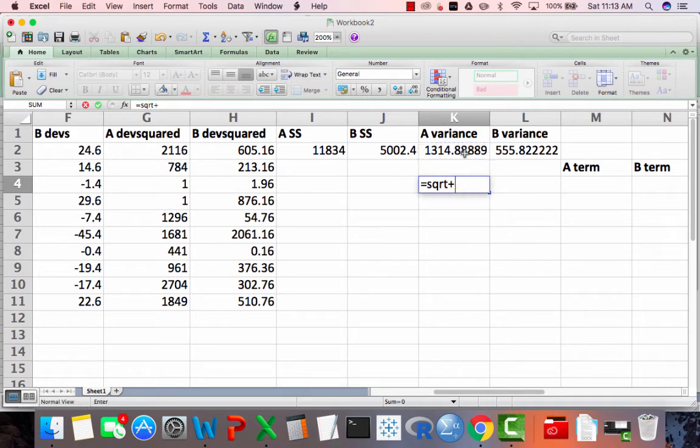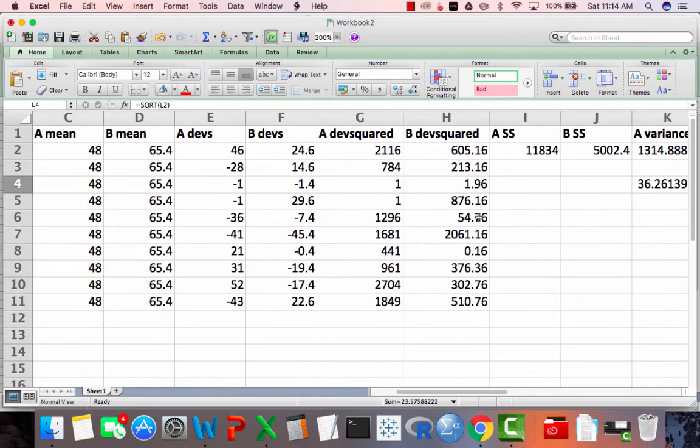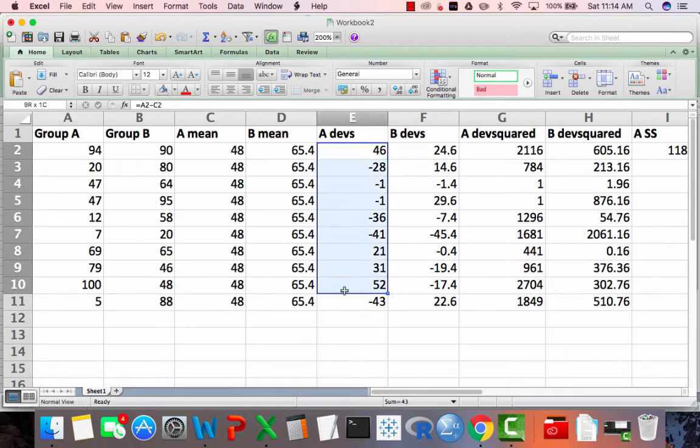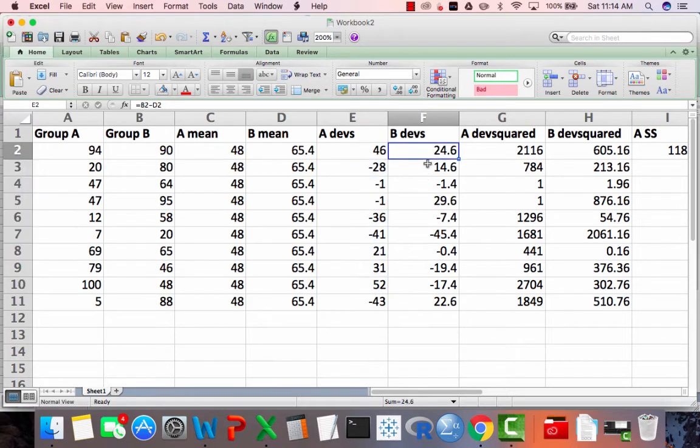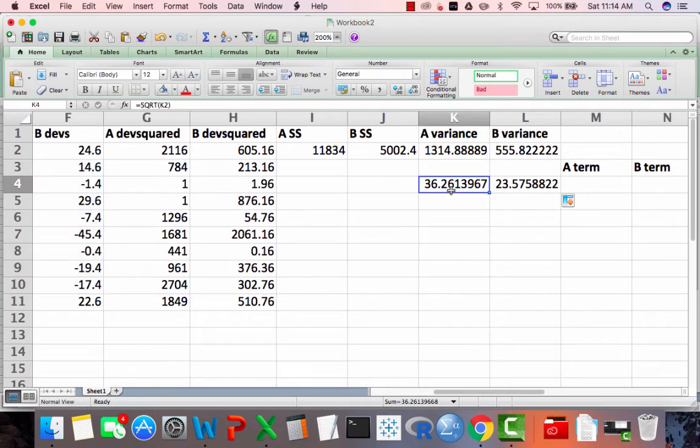The standard deviation is simply the square root of the variance. Excuse me, didn't do that right. Square root of the variance. So we can say the standard deviation for group A is 36.26, and the standard deviation for group B is 23.57. So for now, I just want you to remember, computationally speaking, that's how you get the standard deviation. And going back to this column here, the deviations, you can think of the standard deviation as sort of like the average deviation from the mean.